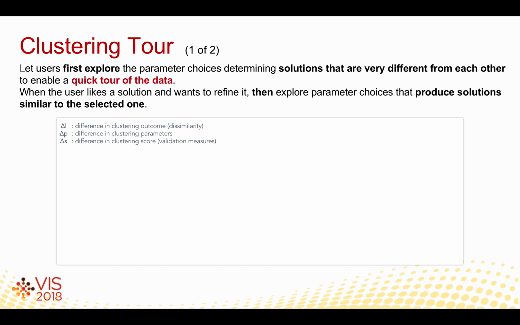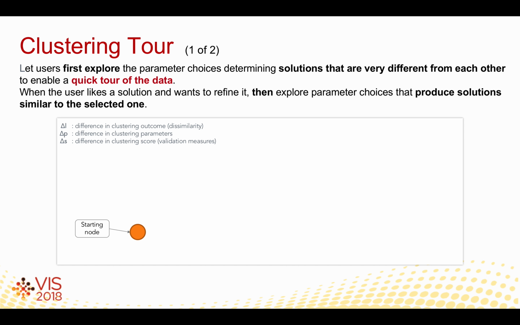In order to do this, we define 3 clustering descriptors. Let's suppose that I have a clustering result A and a clustering result B. B is obtained by changing the clustering parameters that generated A. This parameter change, we call it delta P. The delta L is instead the difference in clustering outcome, that is how the 2 clustering results are different from each other. Delta S is instead the score, that is how much more compact and separated the clusters in solution B are with respect to clustering solution A.